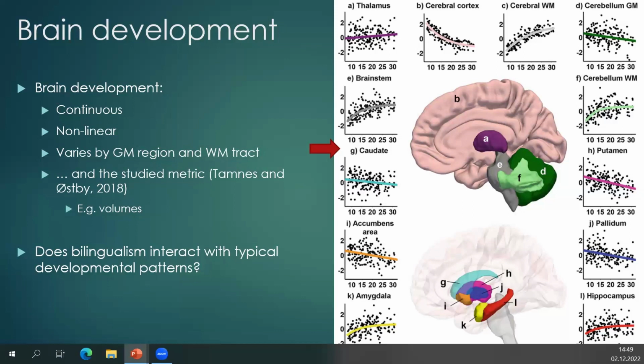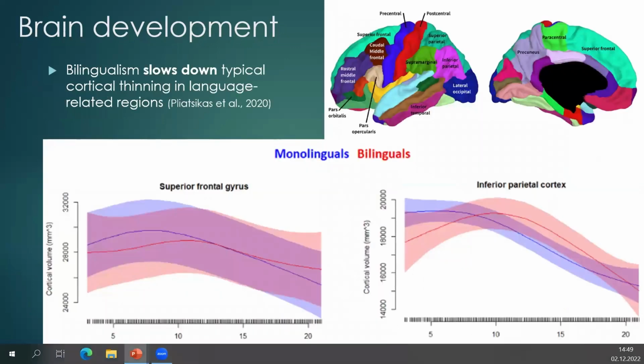My question is, does bilingualism interact with the typical developmental pattern, right? So we have bilingualism increasing or decreasing volume. How does it interact with this over time? We tried to do that. So we tested how many? 700, I think, participants, and we found that bilingualism does slow down typical cortical thinning over time.